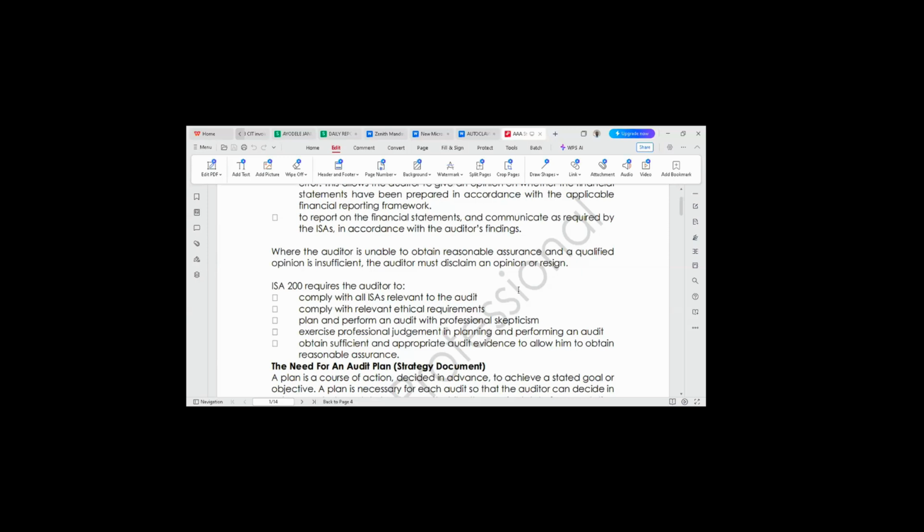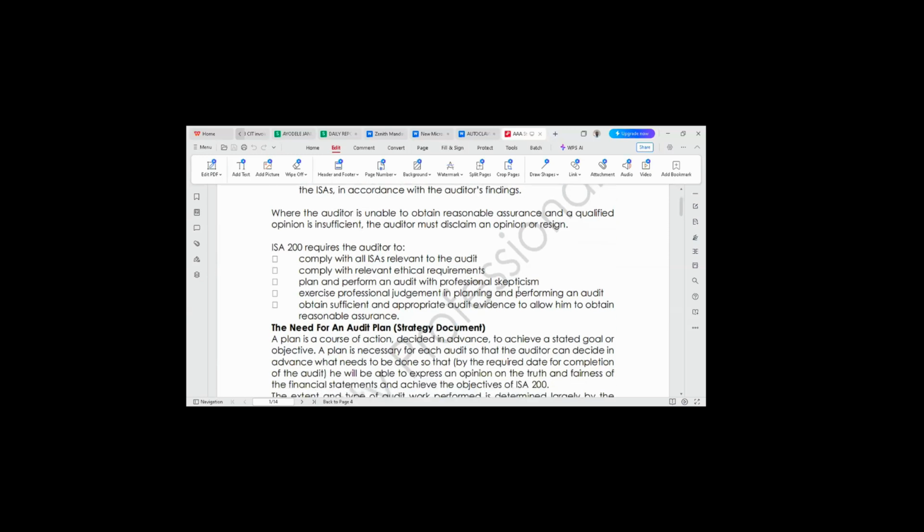Then, after you've done all of this, you need to develop what we call the audit planning memorandum. Before you develop the audit planning memorandum, let's explain what an audit plan is so that you have an understanding. An audit plan is a course of action decided in advance to achieve a stated goal or objective. It is necessary for each audit so that the auditor can decide in advance what needs to be done so that the required date of completion will not be extended.